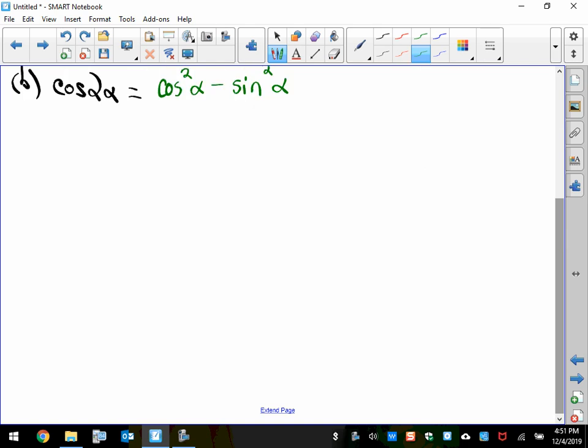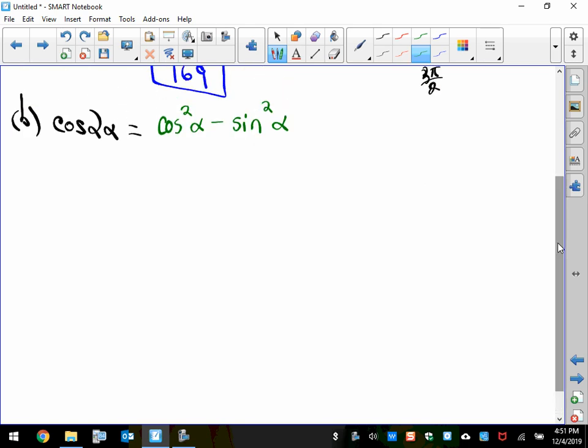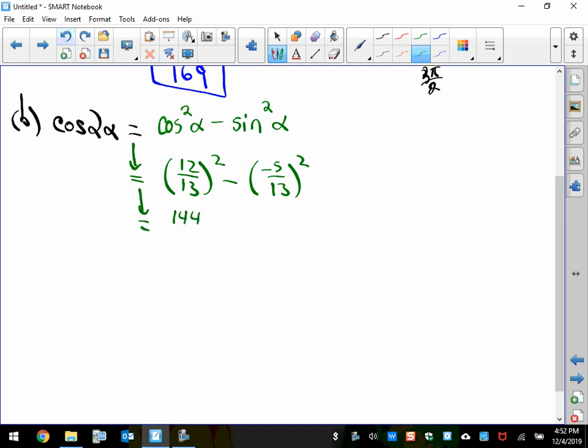So what is cosine alpha? Cosine alpha was given to us. It was 12 over 13, and we want to square that. So notice I squared cosine alpha because that squared is squaring the cosine. So cosine alpha is 12 over 13, and I'm squaring it. So now let's square sine alpha, which is negative 5 over 13. 12 squared is 144 over 169. That's 13 squared. This is 25 over 169. They have a common denominator. Take the difference. We're going to get 119 over 169. There we go.